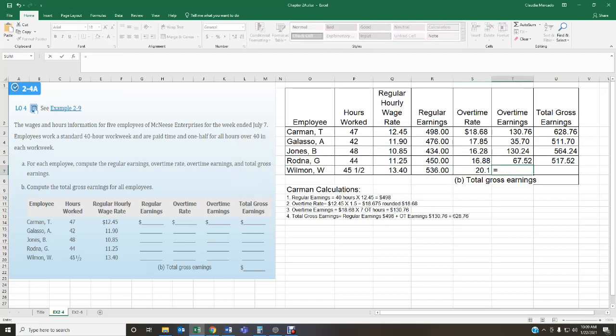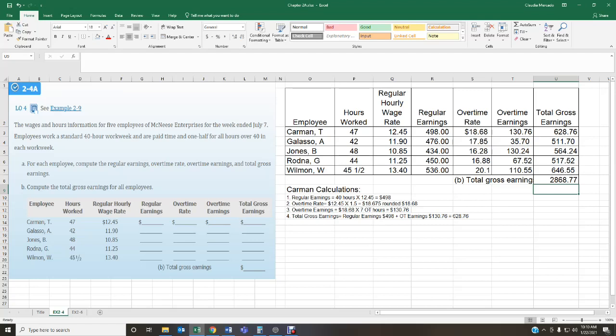And then your overtime earnings will be your overtime rate times the number of overtime hours. And here we have 5.5 overtime hours. That will give you 110.55. Your gross is going to be your overtime plus your regular. That will be 646.55. And then once you're done, you just add the total gross earnings for all of your employees. And that would give you 2868.77. Okay. So the calculations for Carmen are described here in detail.